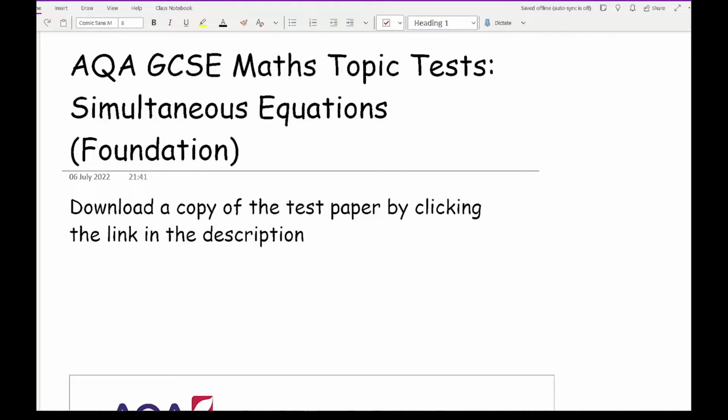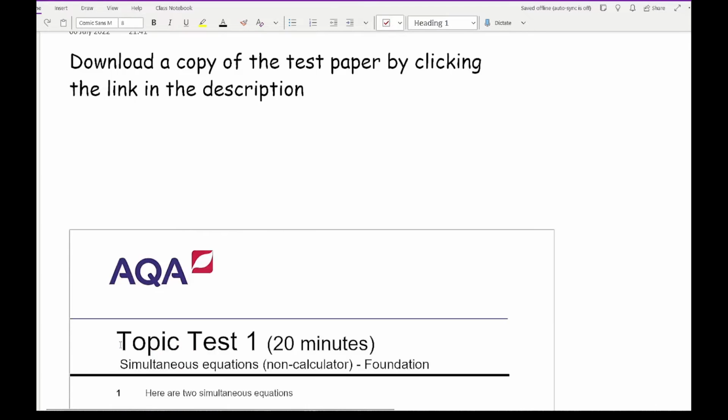Now, it's worth mentioning before we get started that these questions are designed to be non-calculator. However, this topic can appear on both the non-calculator and calculator paper. So let's get started on question 1.